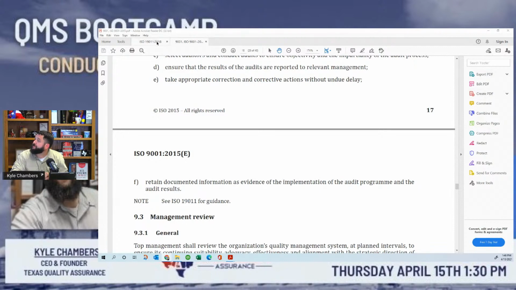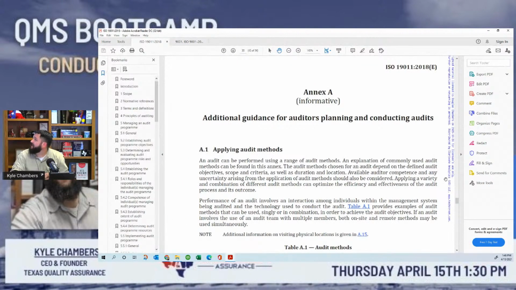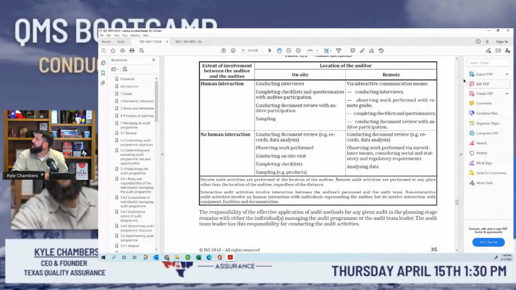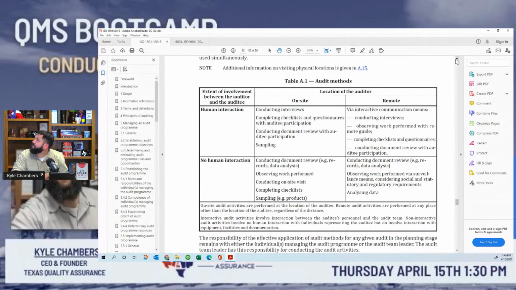If I can get the cursor over here, let's take a look in 19011. Let's take a look here at this fun table A.1. Table A.1 here in the 19011 for our internal kind of auditing standards is, well, conducting interviews is our first option of how to get evidence. Maybe completing checklists and questionnaires with auditee participation, conducting a document review with auditee participation, sampling.